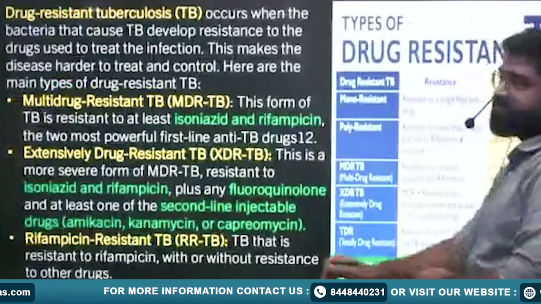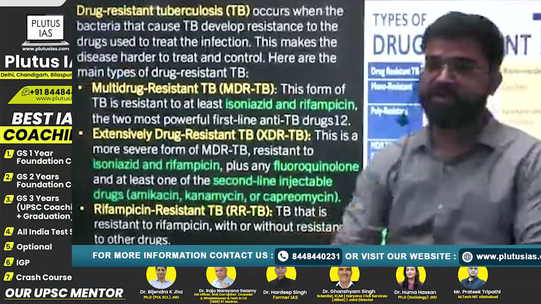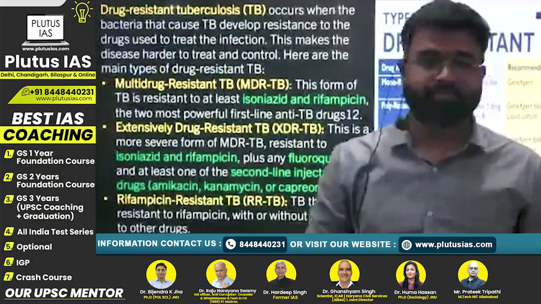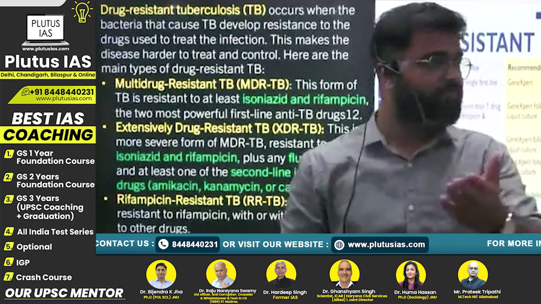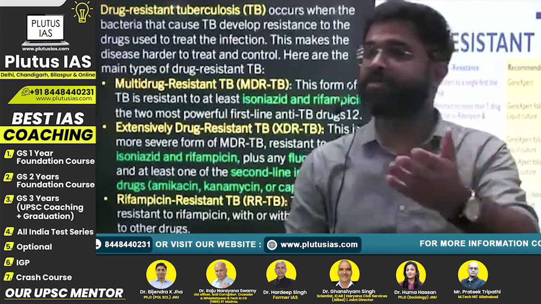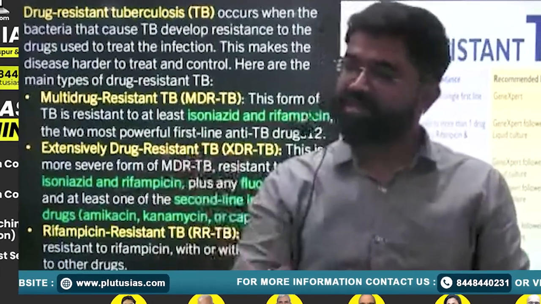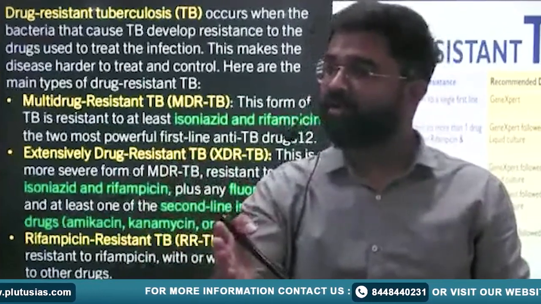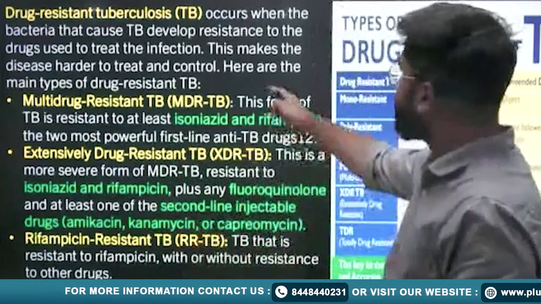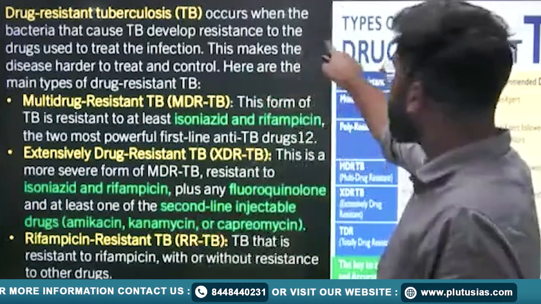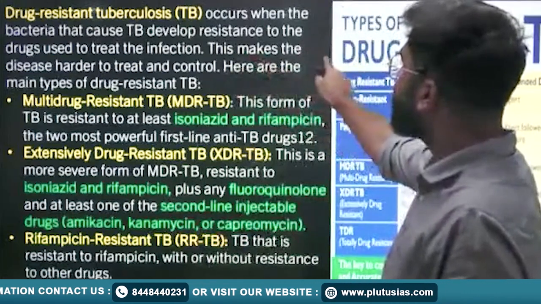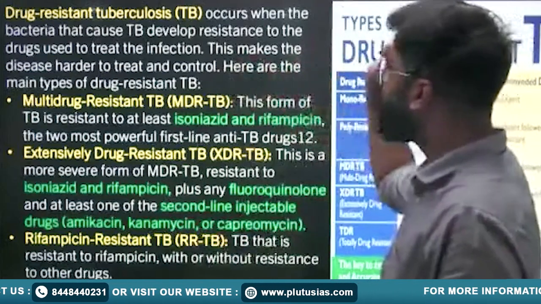Now, drug resistant TB. What is drug resistant TB? Simple. Drug resistant TB means that particular bacteria developed resistance against the first line drug. What was the first line drug? It occurs when the bacteria that cause TB become resistant to the drugs used to treat the infection.